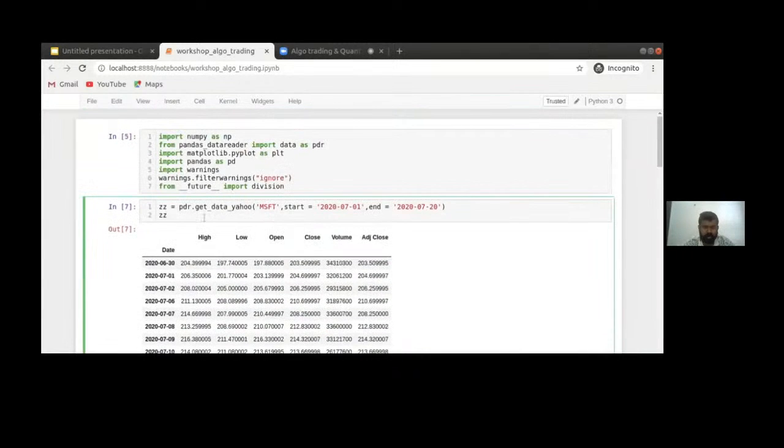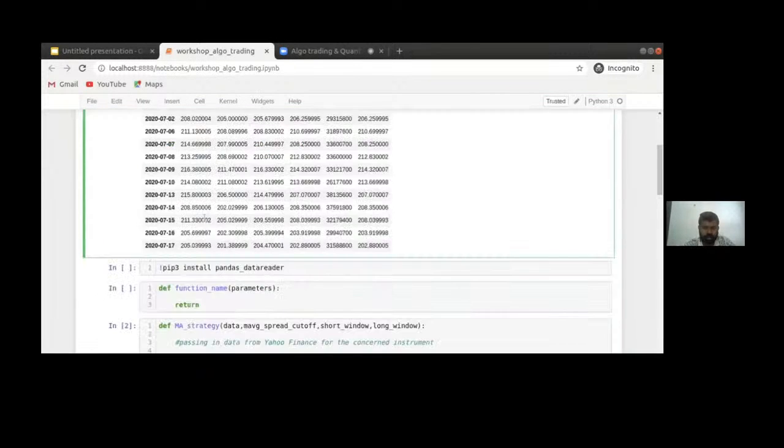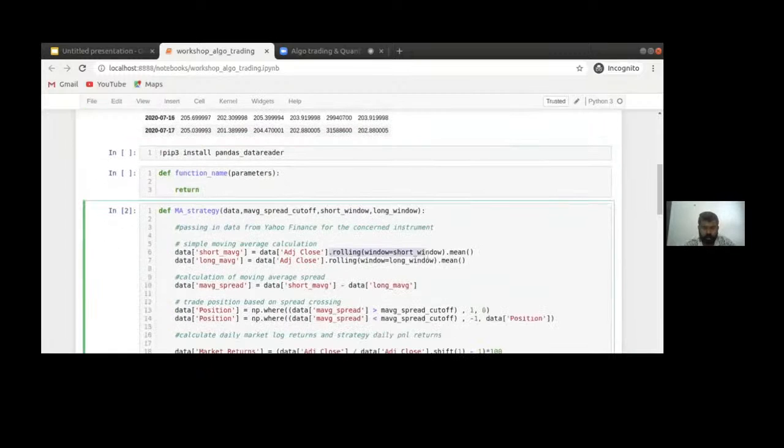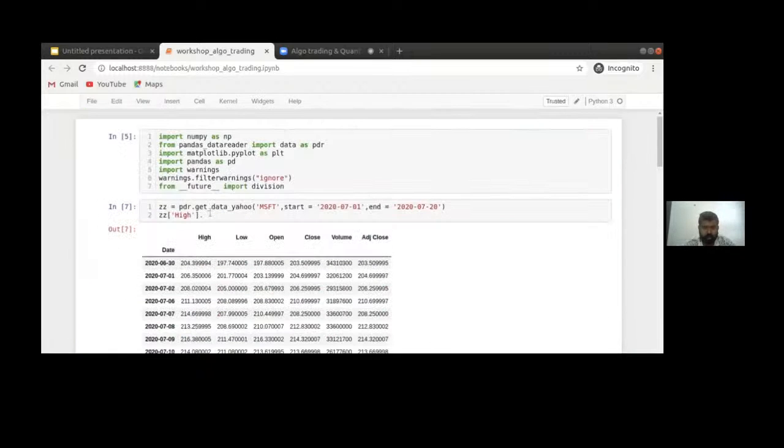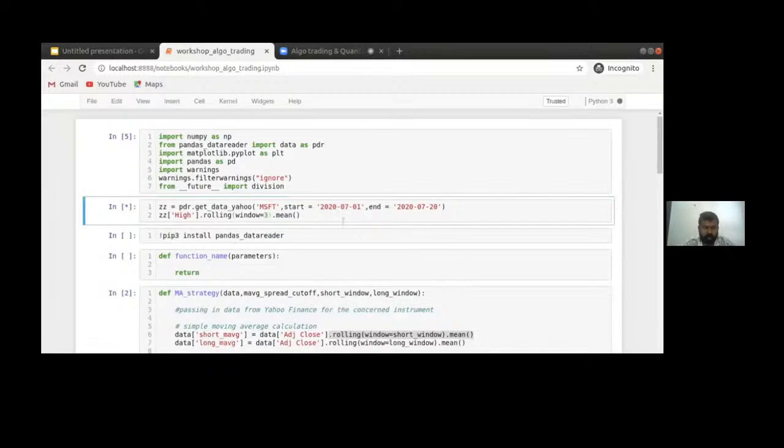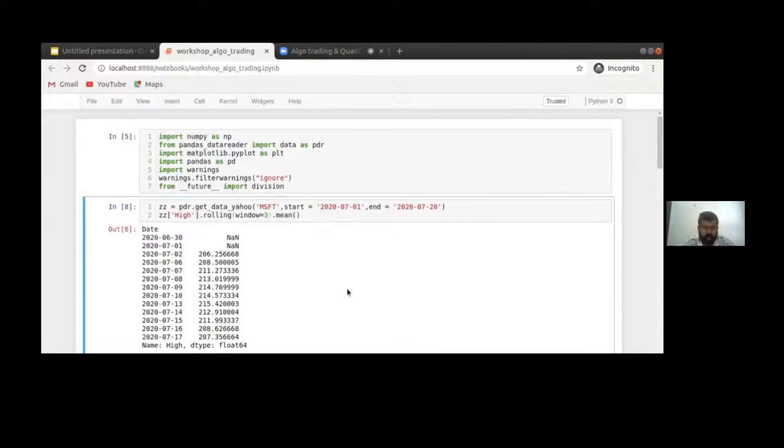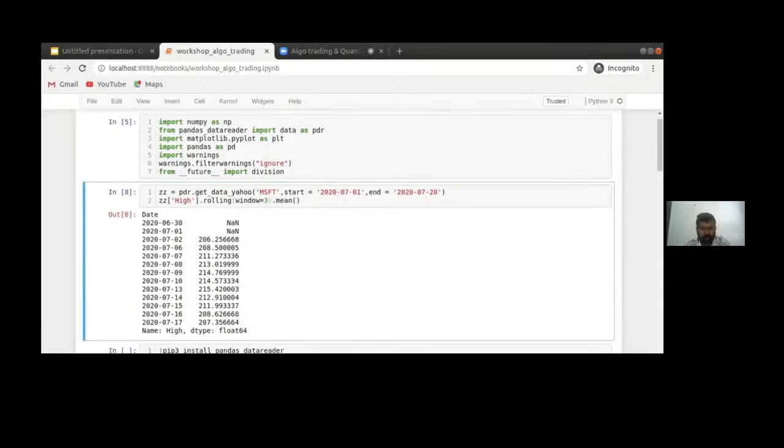So let's say I want to calculate the moving price over a 3-day period. This is how it will look. What it is basically doing is calculating the mean price over a 3-day period, and it's constantly moving.